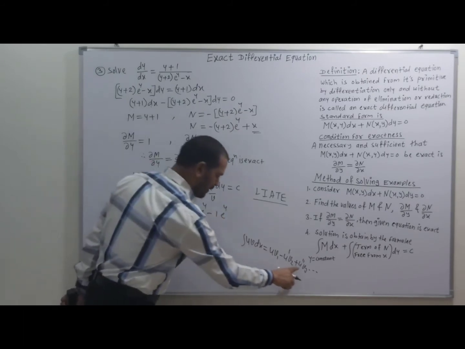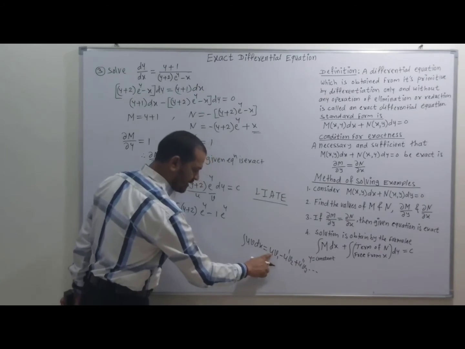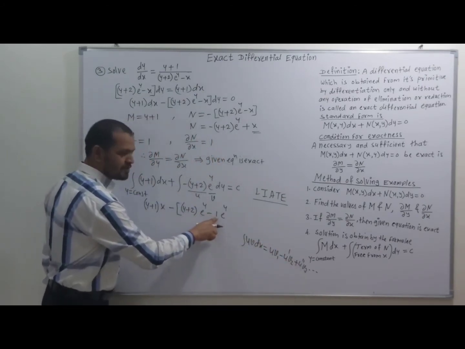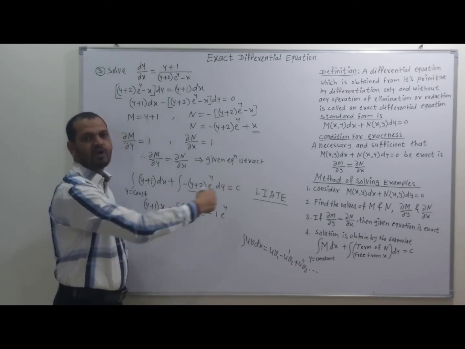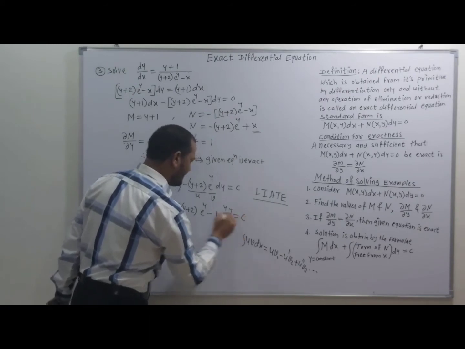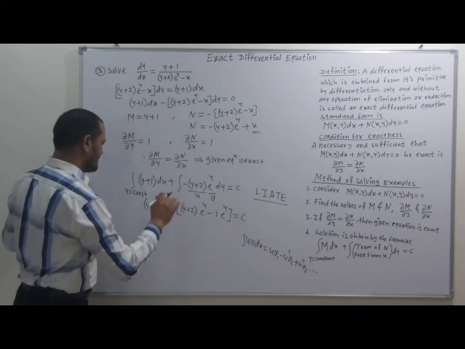Then next term u double dash. That means u is here first derivative, then this is second derivative. So y plus 2 first derivative is 1, second derivative is 0. That means all remaining terms are 0. So this is the end of this example. Then equal to c. Now just simplify this.